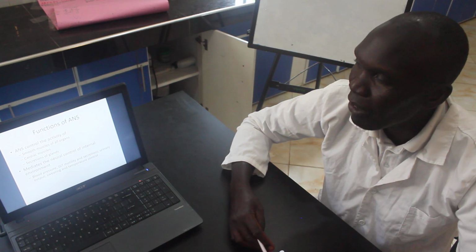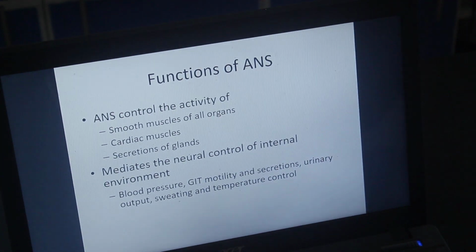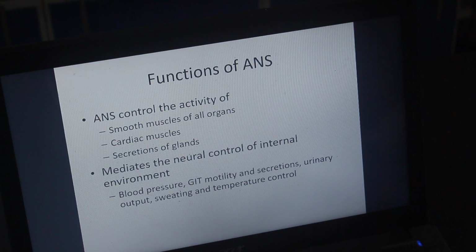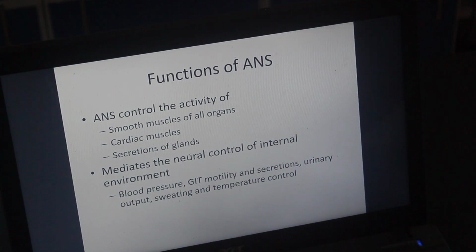That usually helps in movement of body parts. Now the question is, as we focus on the autonomic nervous system, what are the functions of the autonomic nervous system? One, the autonomic nervous system controls the activity of smooth muscles of all organs. The smooth muscles do contractions and relaxations, and they're initiated by the excitation of the autonomic nervous system. We also have the contractility and relaxation of the cardiac muscles. We have the secretion of the glands, which is under the control of the autonomic nervous system.